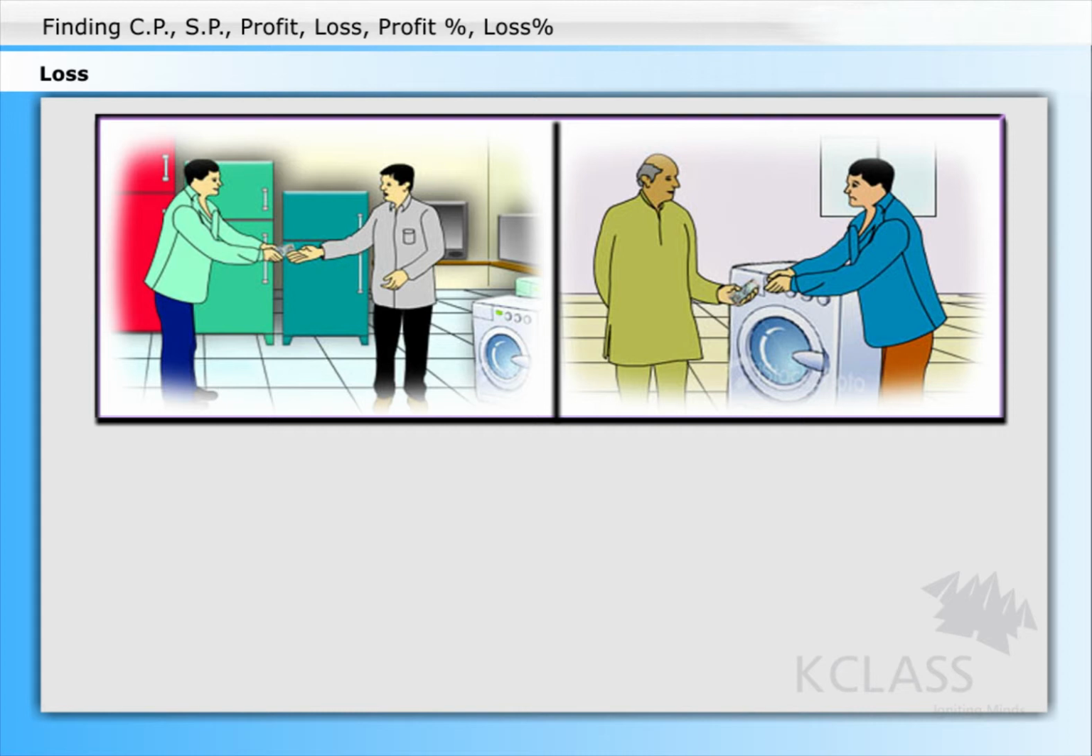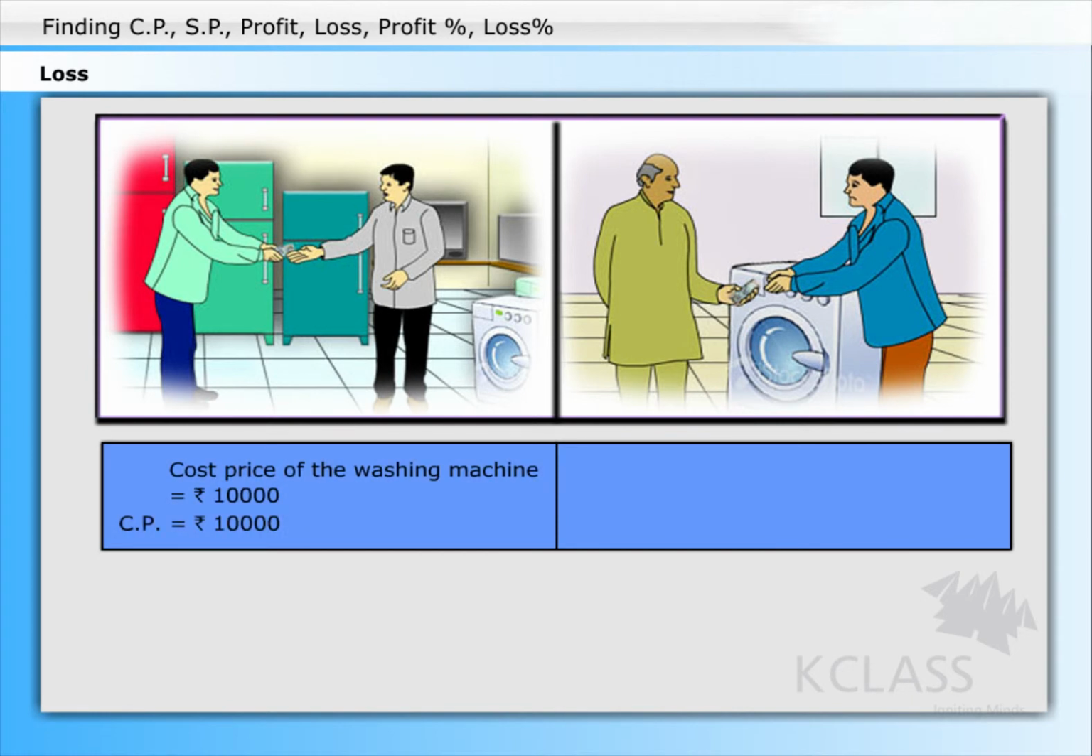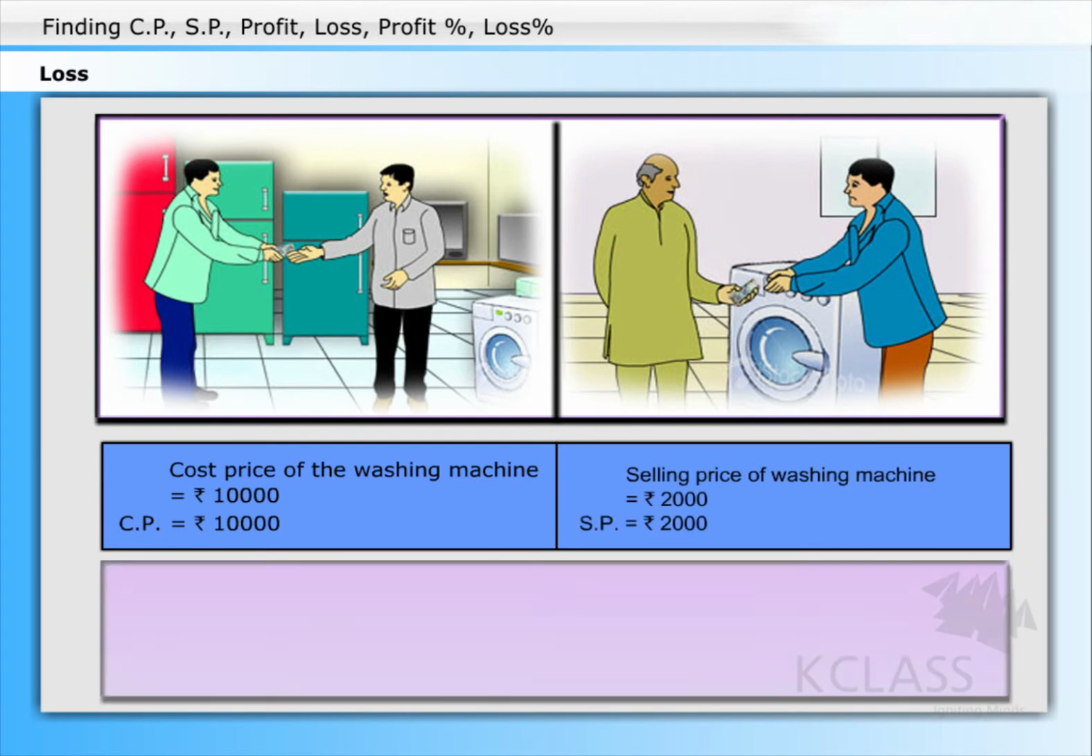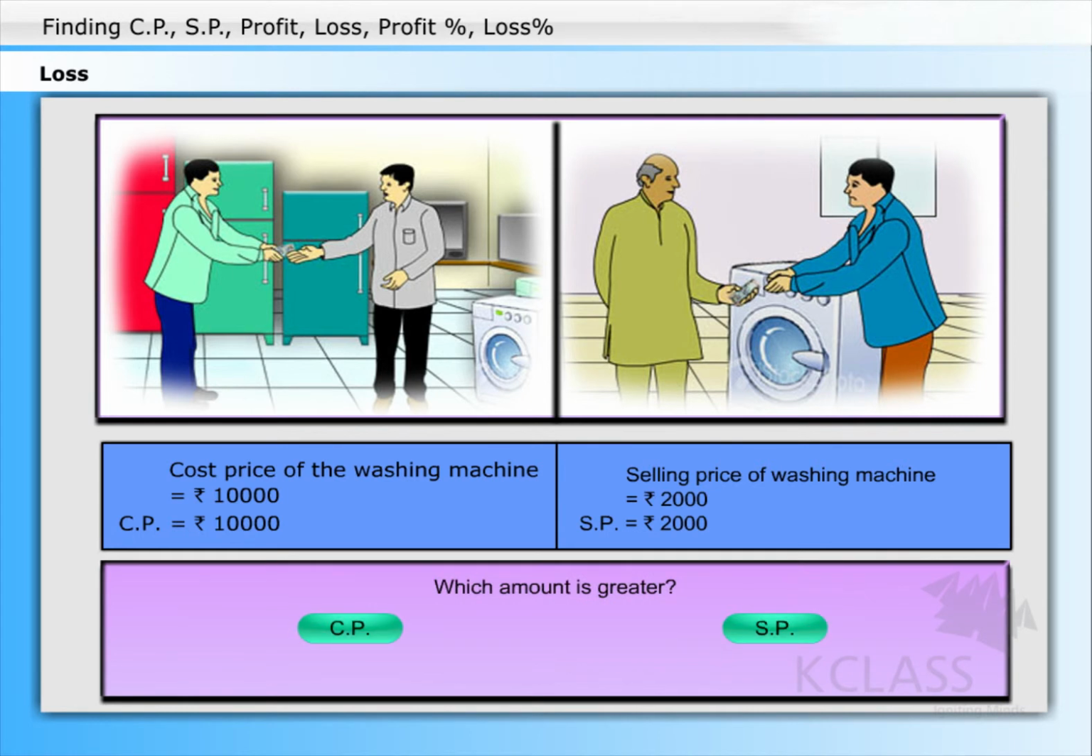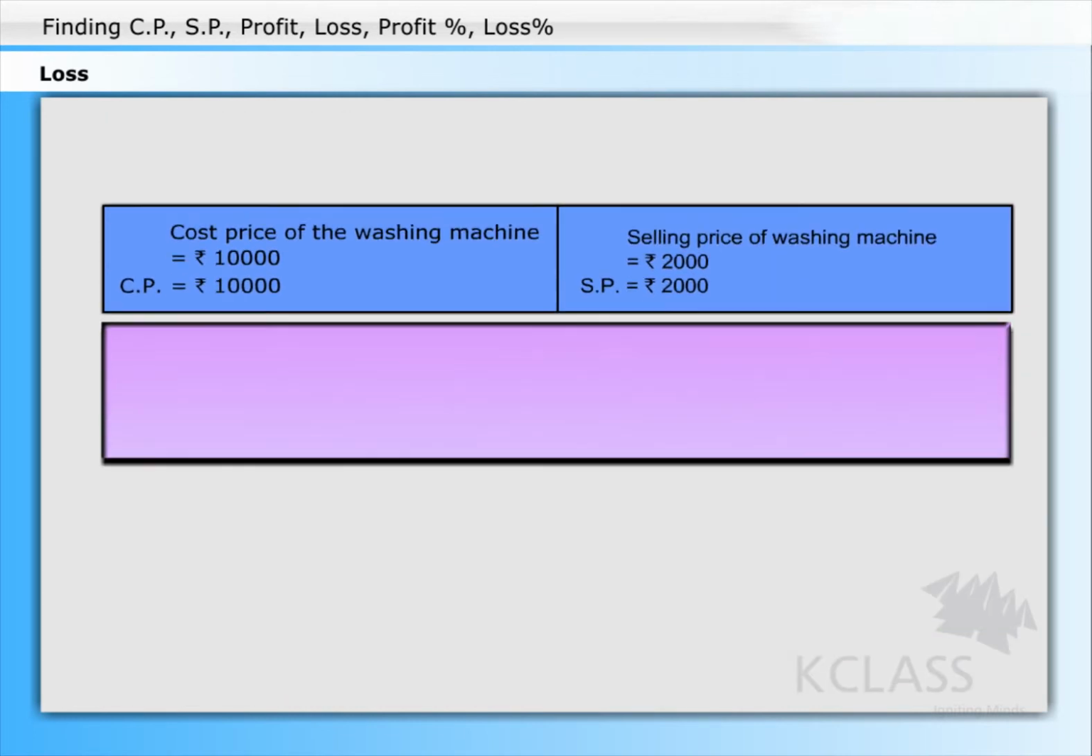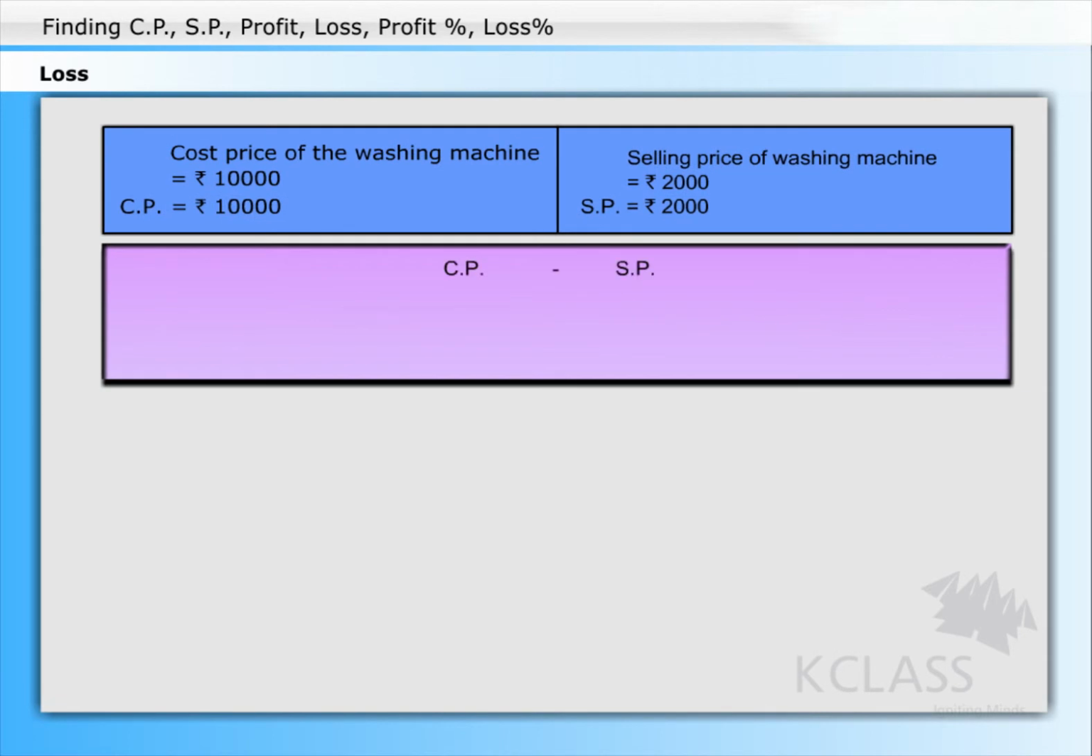Generally, the value of electrical gadgets goes on depreciating every year. Recall the second scenario where the gentleman bought a washing machine for 10,000 rupees and had to sell it for 2,000 rupees only. In this case, the cost price of the washing machine is 10,000 rupees and its selling price is 2,000 rupees. Of the two, which amount is greater? The cost price is greater than the selling price. By how much is the cost price more than the selling price?